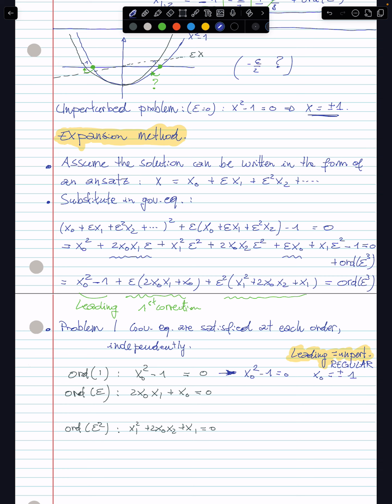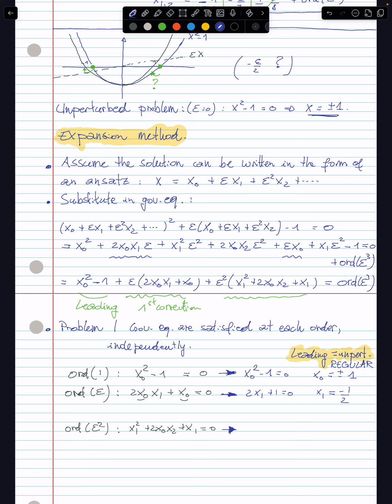Then if you look at the next equation, so at the next order, what do we have? You see that x0 can just factor out because it's not equal to 0. We have just 2x1 plus 1 is equal to 0, which means no matter the value you give to x0, no matter its value, x1 is equal to minus 1/2.